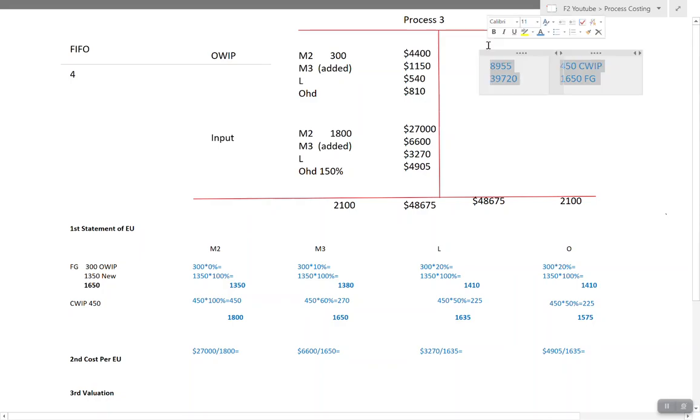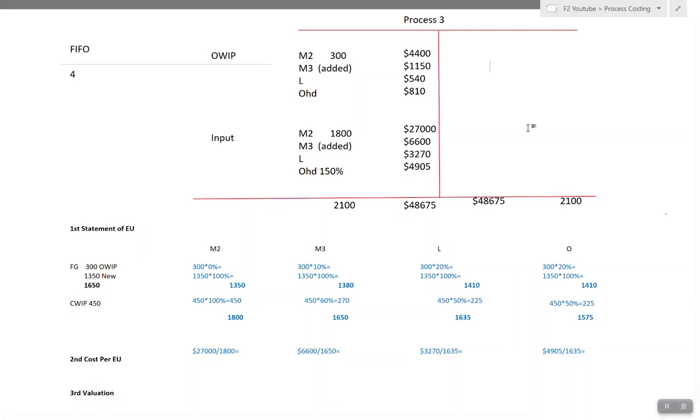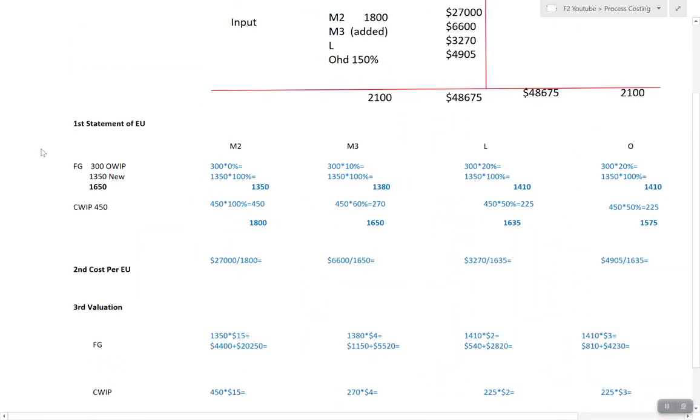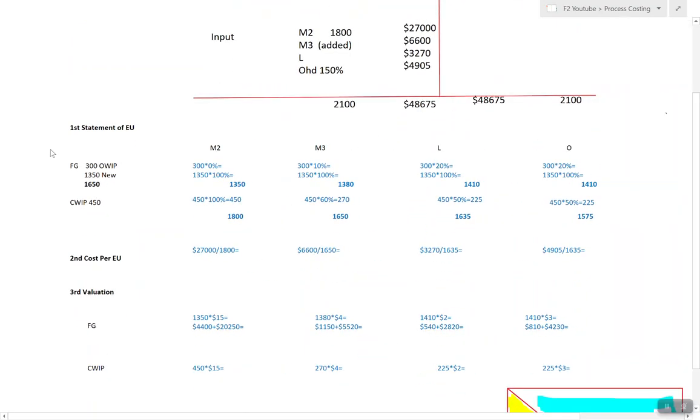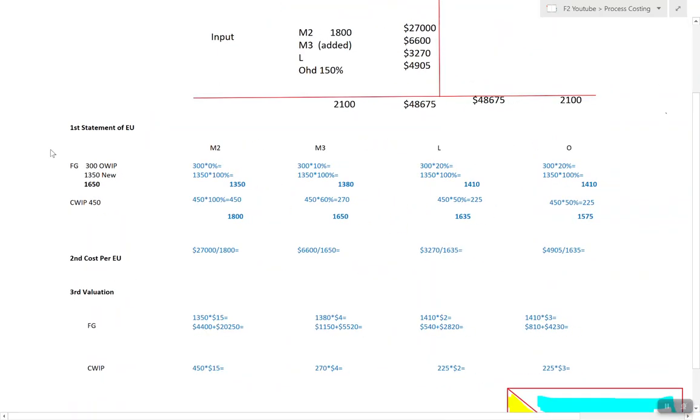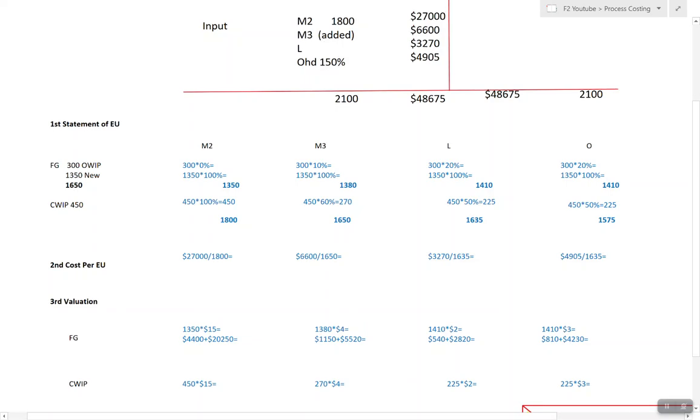Now let's look at the same thing using FIFO method. Now, FIFO method assumes that we work on the opening units first. First, we will complete the units that were remaining last period, and then we will work on new units. So first in, first out.